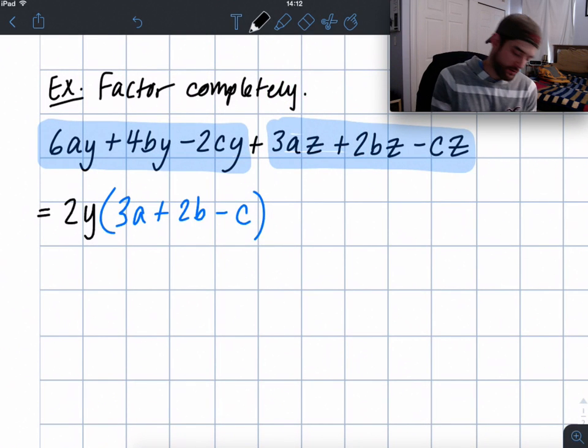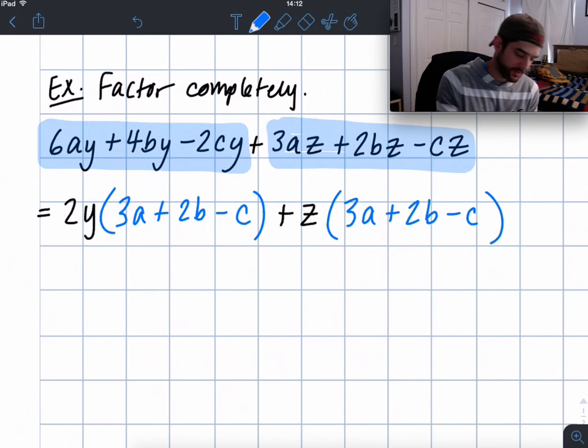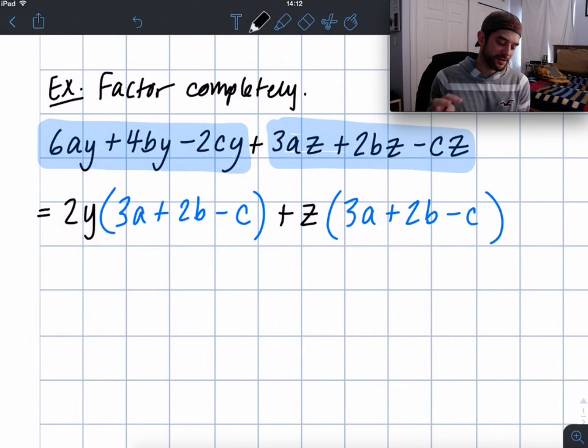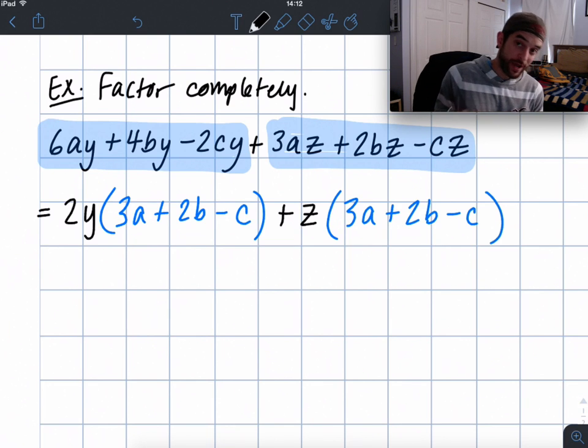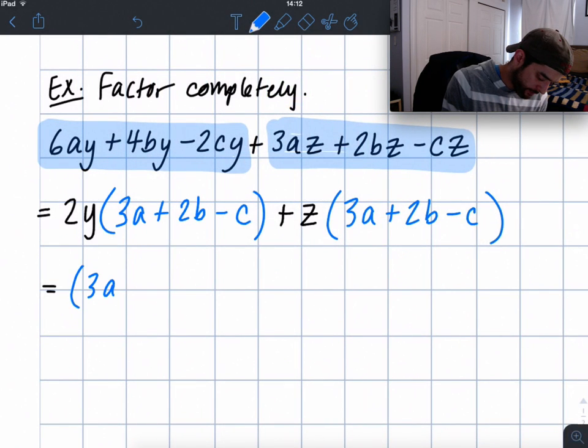If we look at the second trio, we have a greatest common factor of just z, so plus z. And we have a 3a plus a 2b minus a c. And as you can see, when I factor out each of those greatest common factors, I have the same thing left over. That wouldn't have happened if I looked at them pairwise, but if I looked at them trio-wise, I do have that same thing left over. And then we can factor out that 3a plus 2b minus c, and then we have 2y plus z.